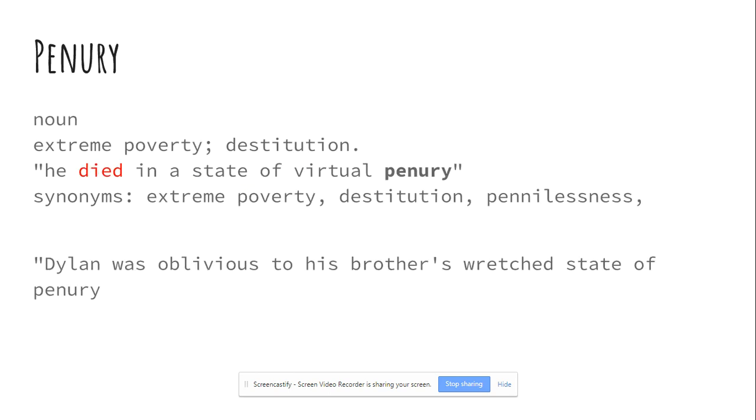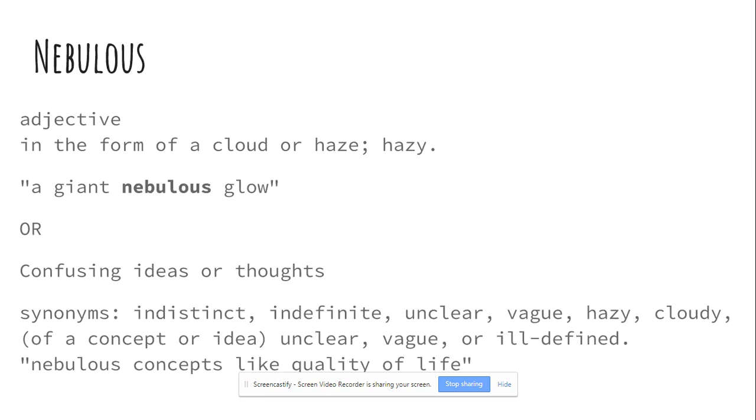Penury. Penury is a noun, and it means extreme poverty or destitution. Obviously, this is a negatively toned word. The sentence is, he died in the state of virtual penury. So in this sentence, he died virtually broke, in poverty, in destitution. Okay, it's extreme poverty. You would not be in a state of penury if you just, I don't know, had $5 left in your bank account. That's not penury. Penury is like you are a homeless person living under a bridge. That's living in a state of penury or virtual penury.